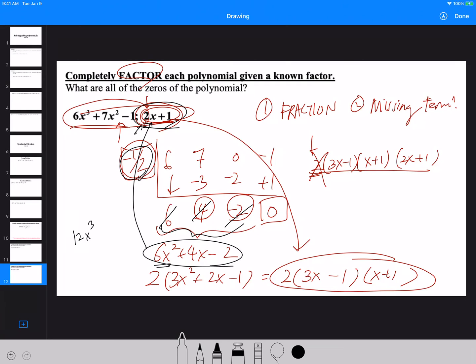Okay? And so at the end of the day, your 3 solutions will be 1/3, -1, and -1/2 when you solve for the zeros. Do not worry about this as much. All I'm interested in is really just solving for the zeros right now using synthetic division.